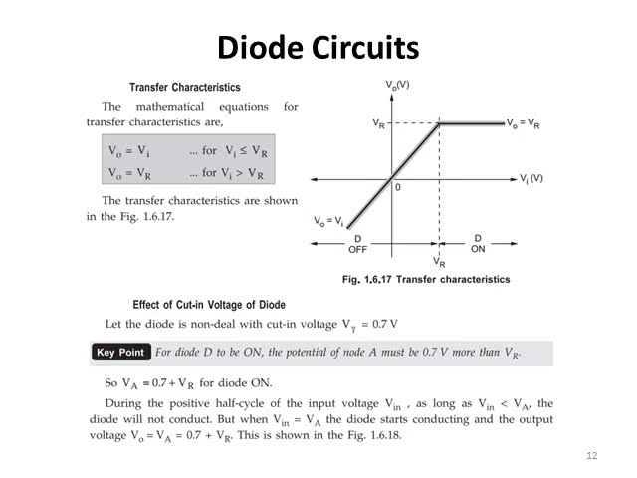When the diode is on, it is called the transmitting region. What is the effect of the cut-in voltage of the diode? Let the diode be non-ideal, with a forward voltage drop of 0.7 volts. So Va is equal to 0.7 plus Vr for diode on. During the positive half cycle of the input voltage Vin, as long as Vin is less than or equal to Va, the diode will not conduct. But when Vin is equal to Va, the diode starts conducting and the output voltage V0 is equal to Va, which is 0.7 plus Vr.